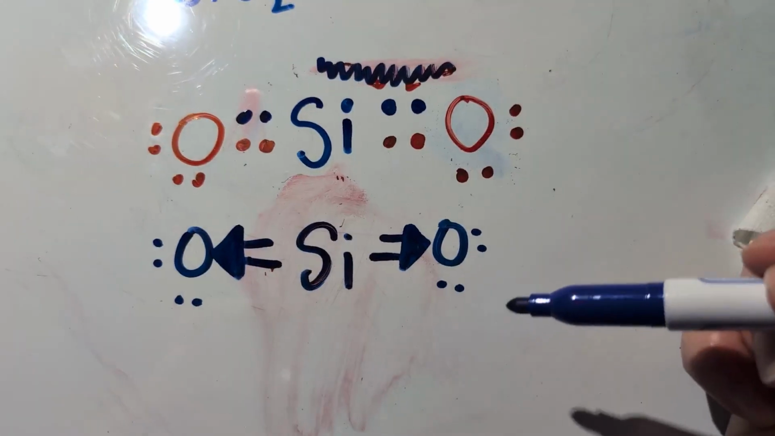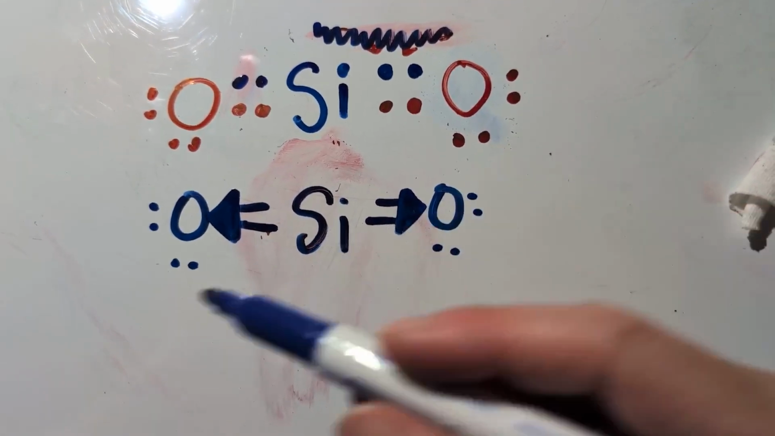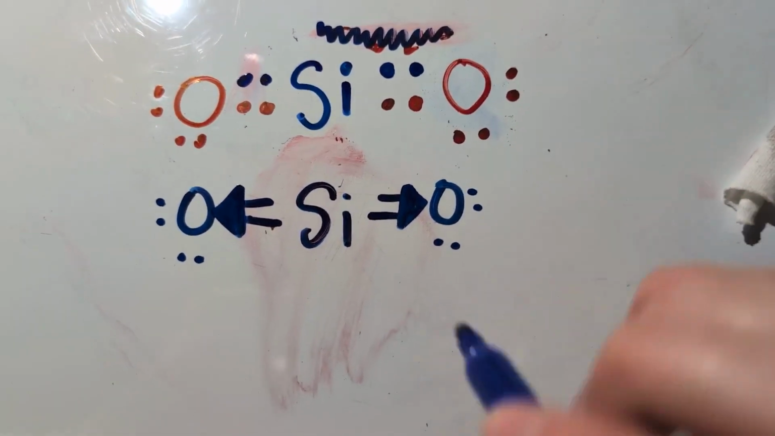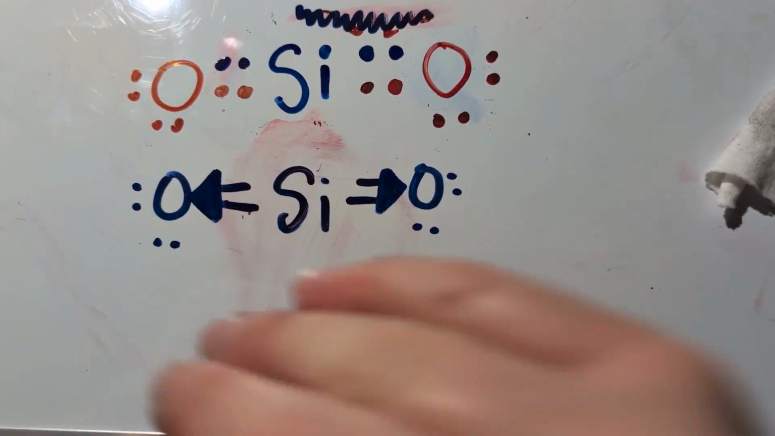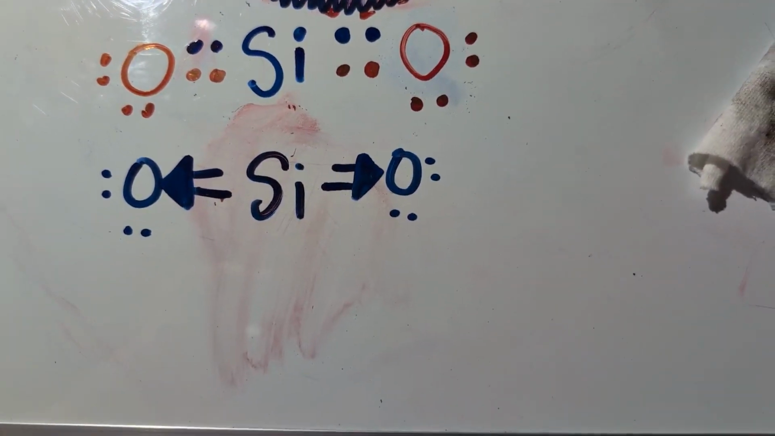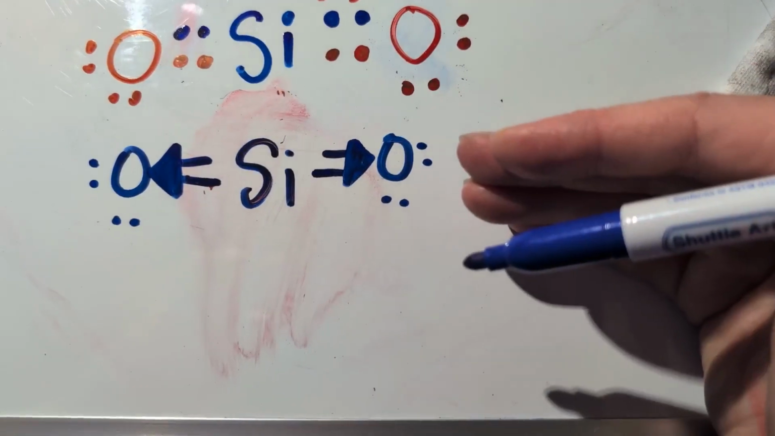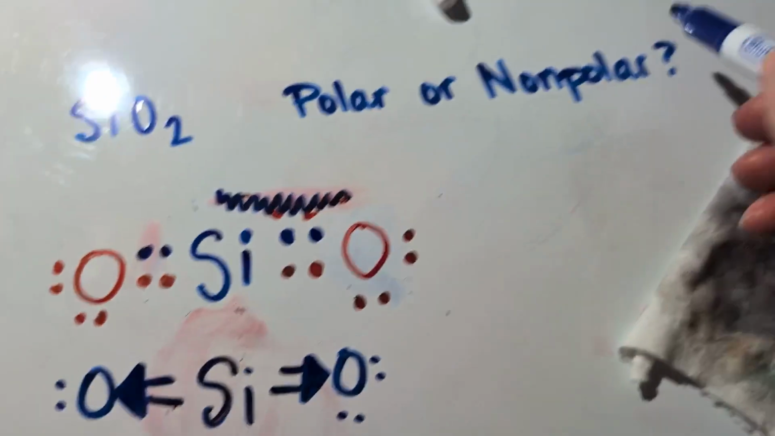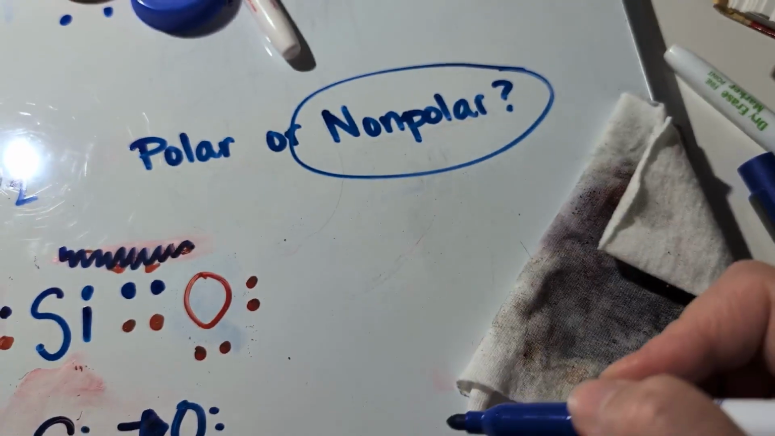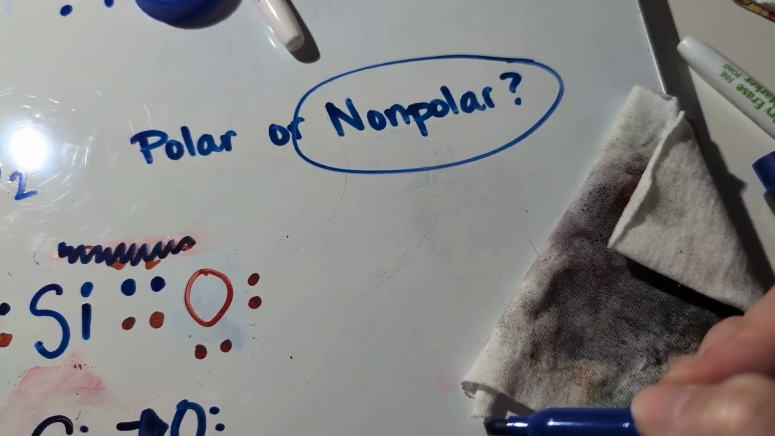In this case, there's pulling happening, but it's in exactly the opposite direction. So this one's being pulled this way, this one's being pulled that way, kind of like two kids with a tug of rope. They're equally matched kids. They're both pulling in opposite directions. So this one's not going to be pulled unevenly. So this one is nonpolar. All right.